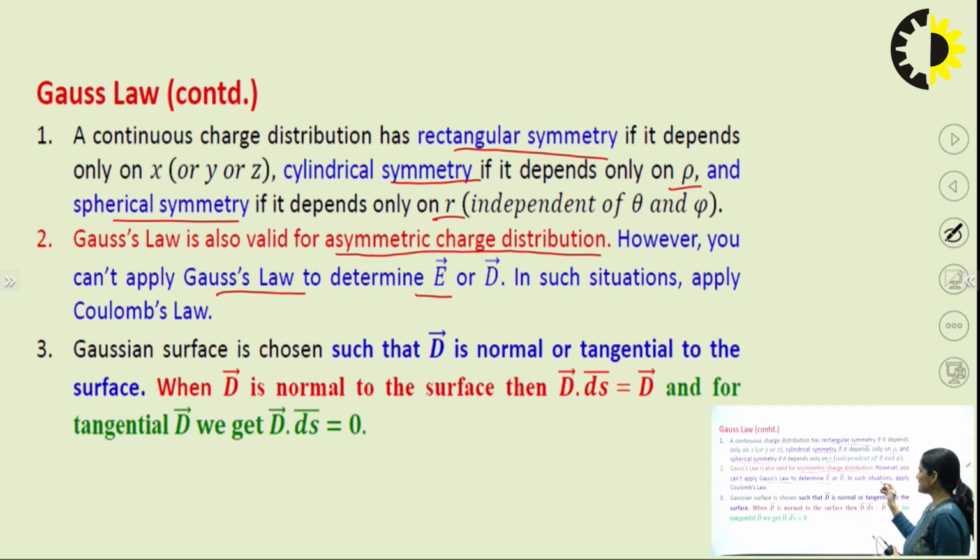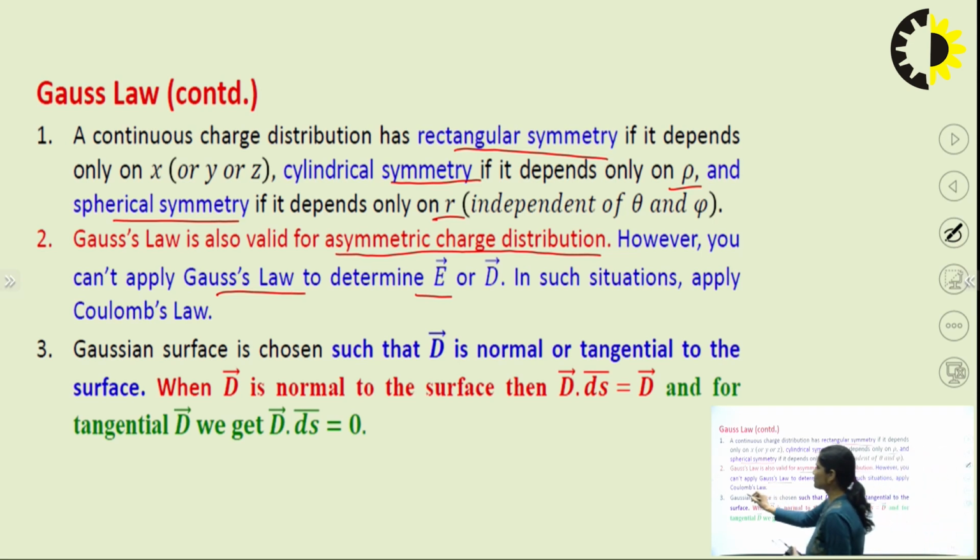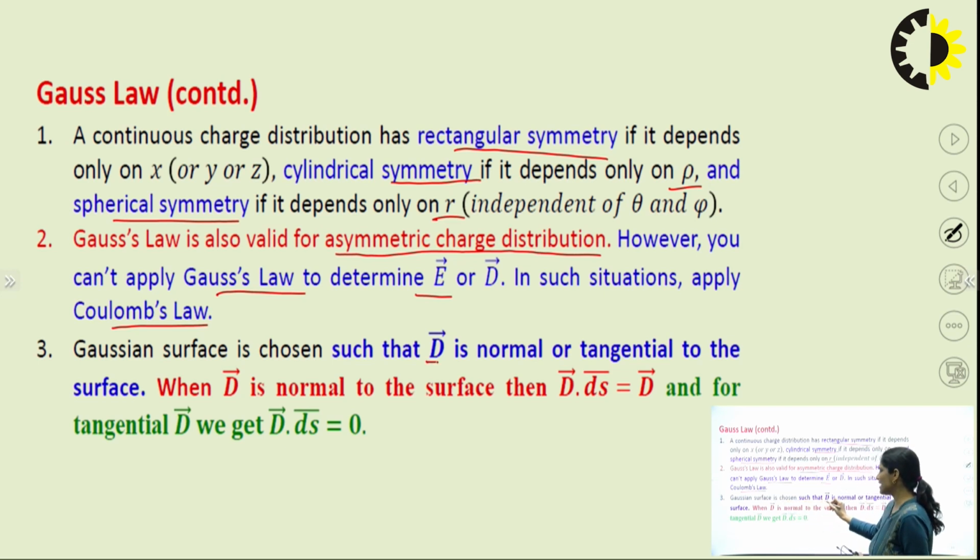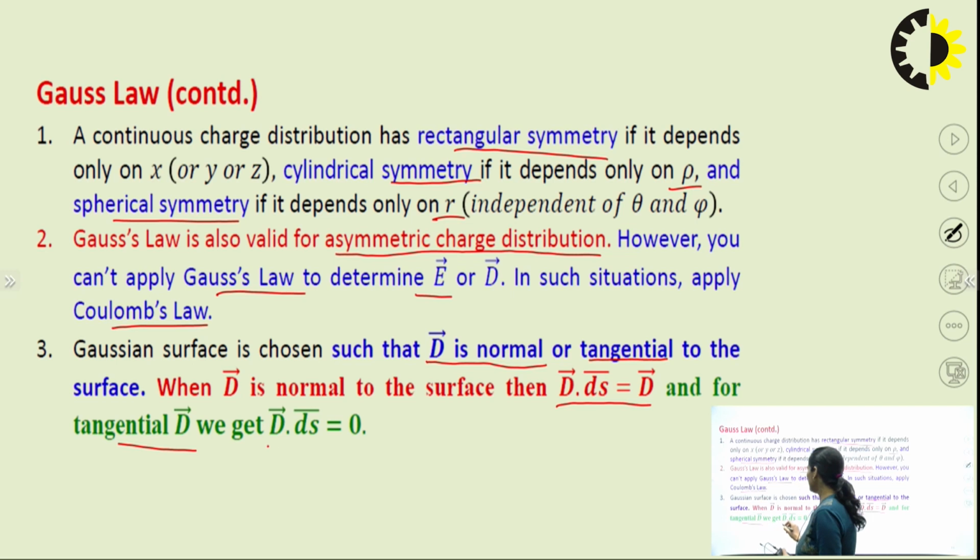In such situations, apply Coulomb's law. Now the third point is the Gaussian surface is chosen such that D is normal or tangential to the surface. When D is normal to the surface, then D dot ds is equal to D ds, and for tangential D we get D dot ds equal to 0. So these are the three points you have to consider in the case of Gauss law.